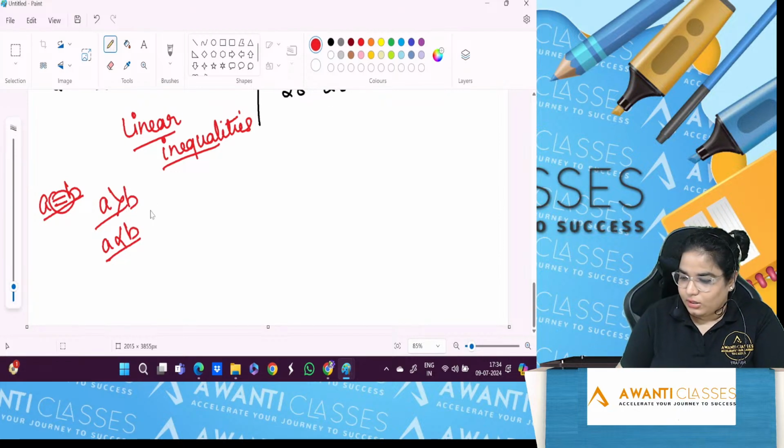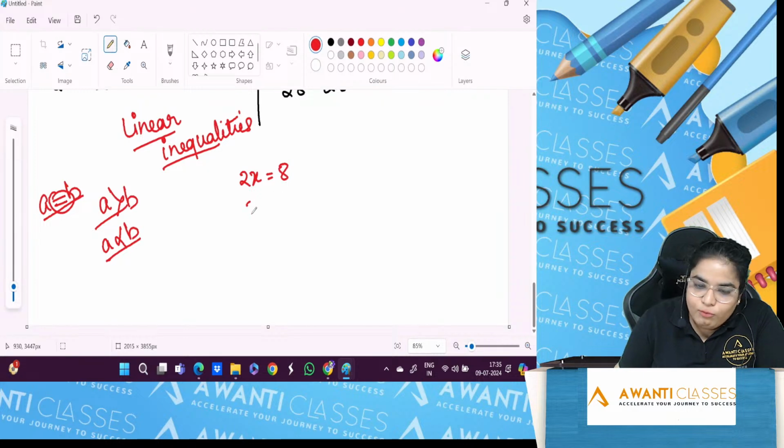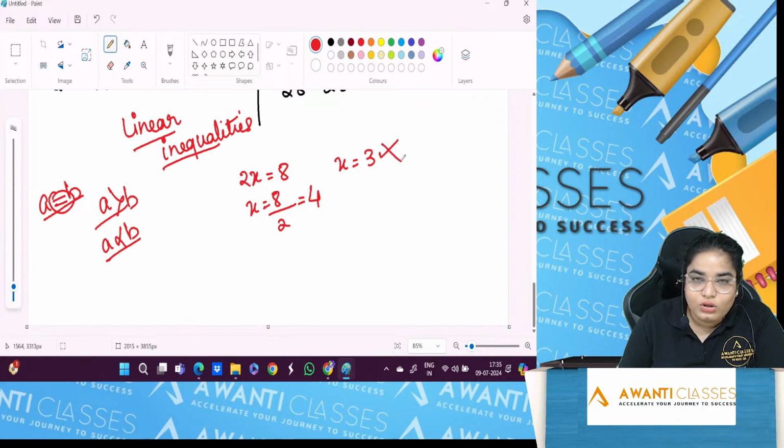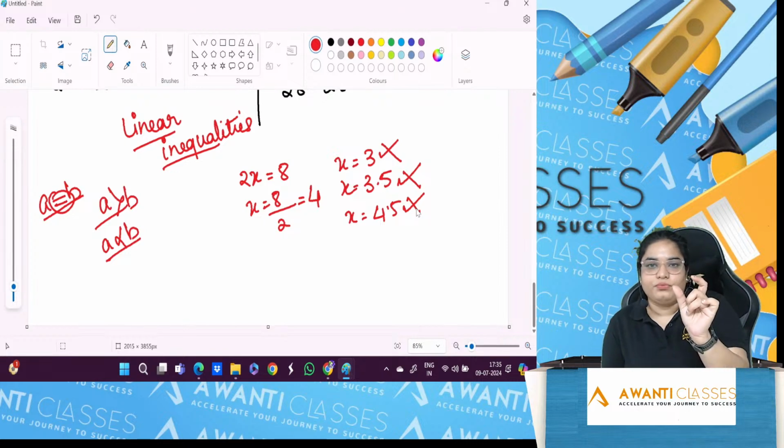Okay, great. In an equation, if I say 2x is equal to 8, okay, what is x? x is 8 divided by 2, which is 4. So x is equal to 4. If I take x as 3, will it work? No. If I take x as 3.5, will it work? No. If I take x as 4.5, will it work? No. Only 4. Yes.